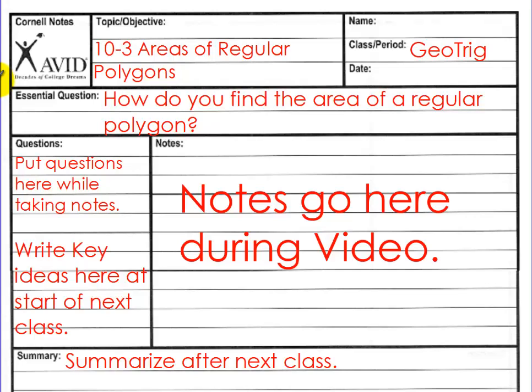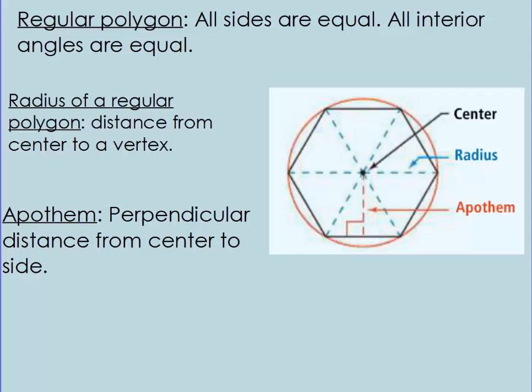Welcome GeoTrig. This is 10-3, Areas of Regular Polygons. The essential question is, how do you find the area of a regular polygon? Let's begin. So what is a regular polygon?